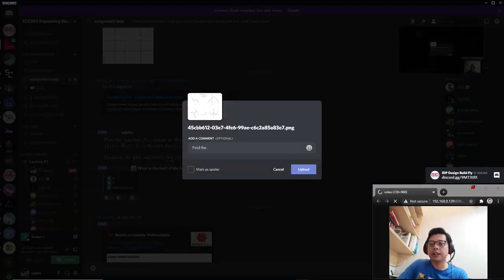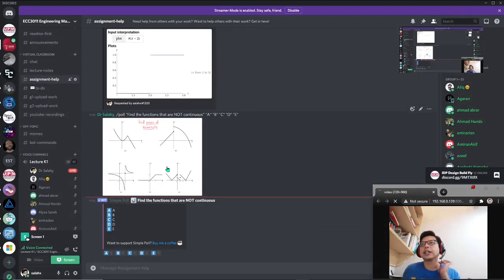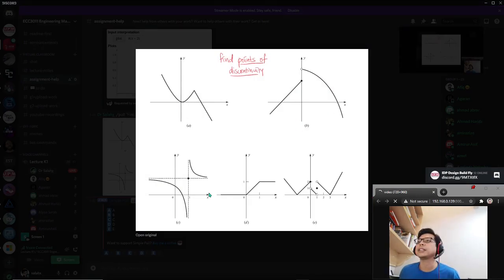Okay, find the functions that are not continuous. That's the question. Find the functions that are not continuous: A, B, C, D, E. So only pick the one that is not continuous.